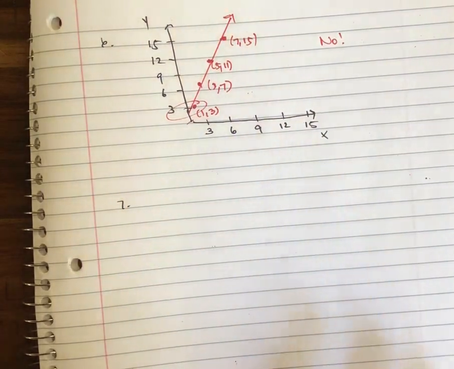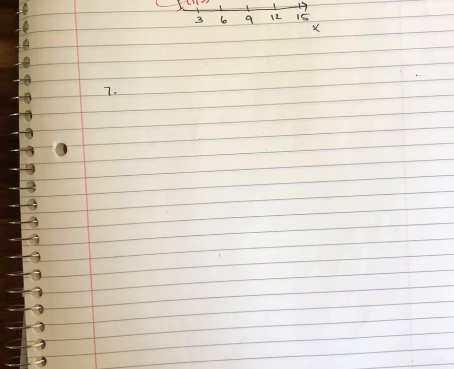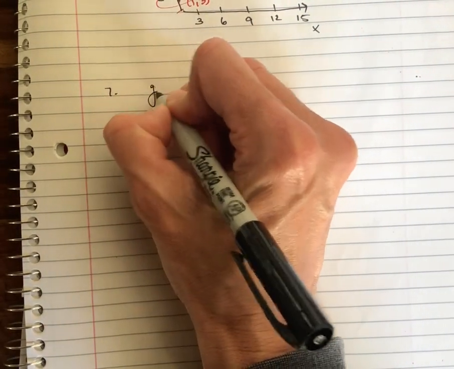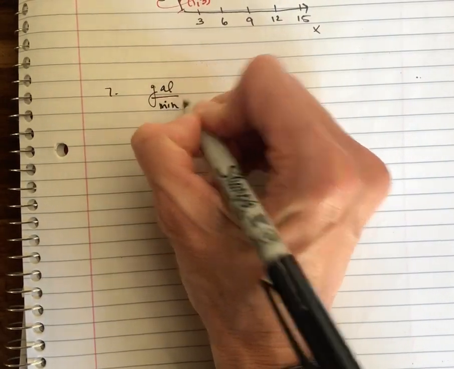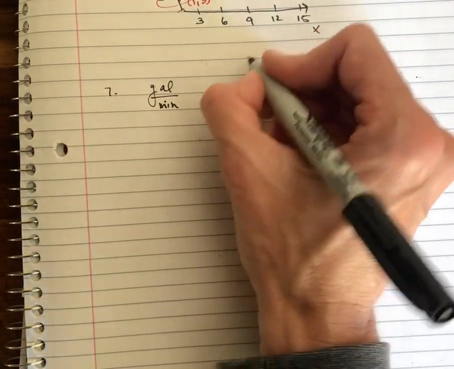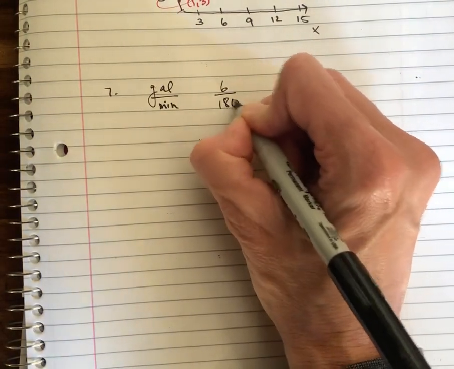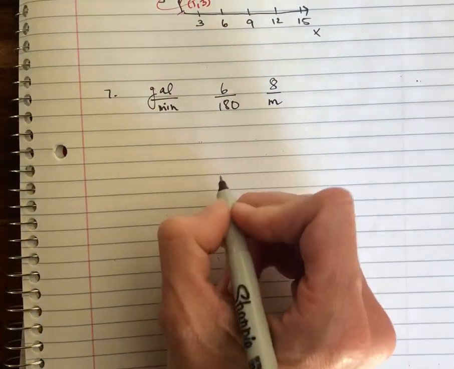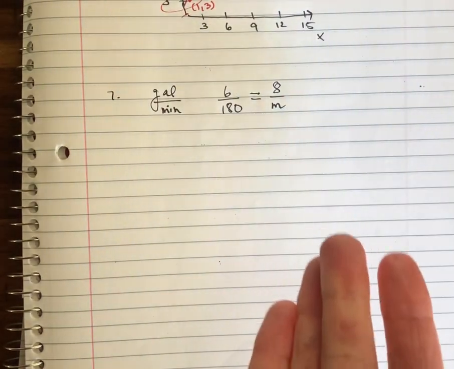Number 7. Use the table to write a proportion. Okay, there's a lot of different answers that you can write for these, so I'll just go over a few of the possibilities. You need guiding words: gallons to minutes. Monday, the ratio of gallons to minutes is 6 to 180, and Tuesday, it's 8 to M, and in a proportion, these ratios are equal. It can be as simple as that.